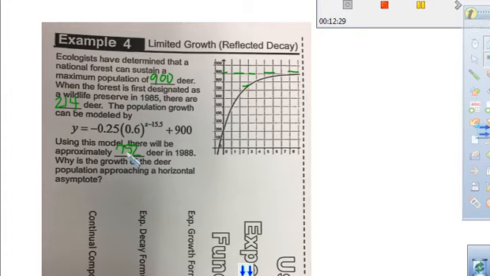Now here's the key question from this example. It says, why is the growth of the deer population approaching a horizontal asymptote? So it's a limited growth or a reflected decay, which we know about decay problems is they approach the asymptote. And because it is a reflected decay, it is growing. The numbers are growing, but the rate they're growing at is getting smaller and smaller, so they're not growing as fast. It's approaching that asymptote, getting closer and closer, and so that's where the reflected decay comes in, that even though it's growing slower and slower, the rate or the change is decaying.